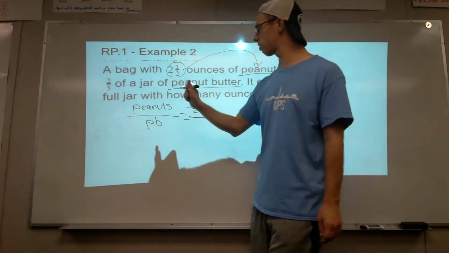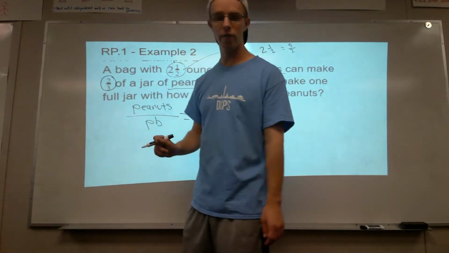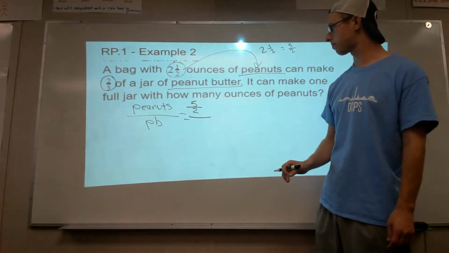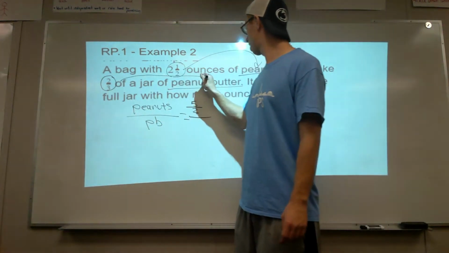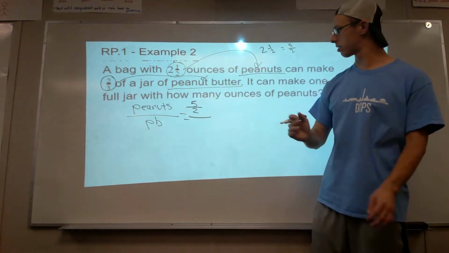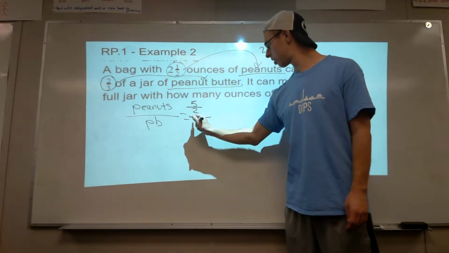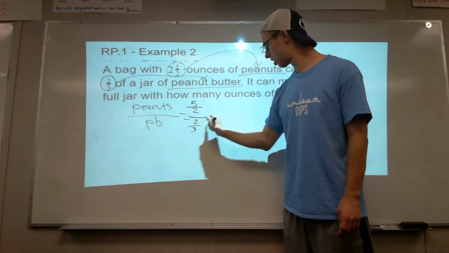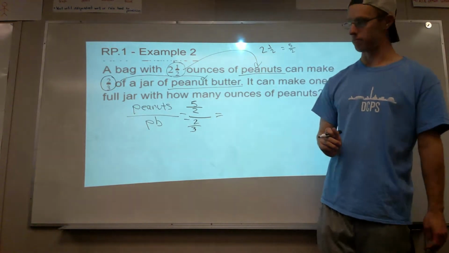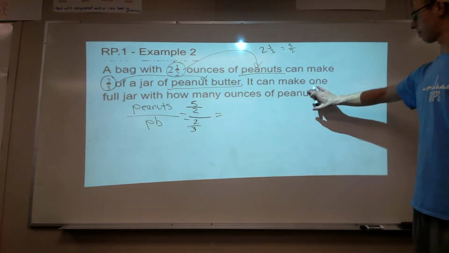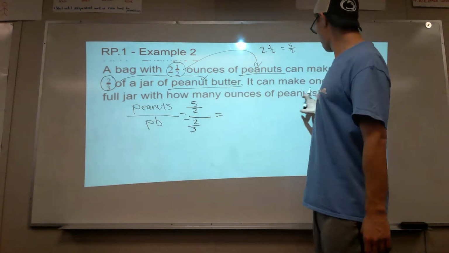Can make 2/3 of a jar of peanut butter. So the 2/3 clearly goes with peanut butter. So since peanut butter is on the bottom, 2/3 needs to also be on the bottom. It can make 1 full jar with how many ounces of peanuts?